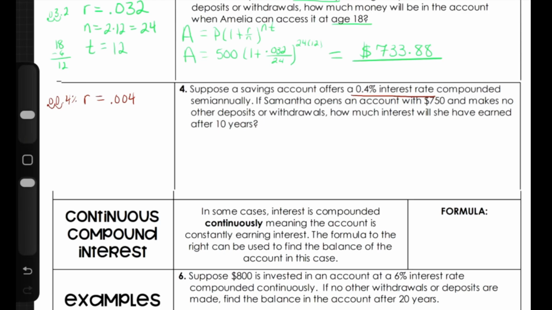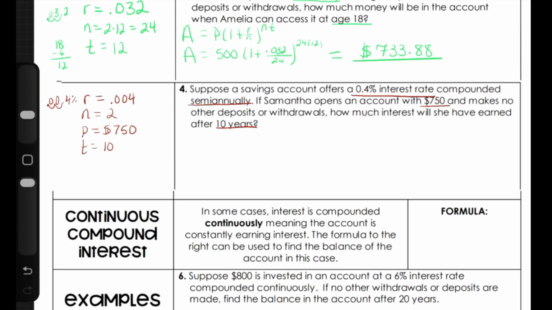This is compounded semi-annually. Now, if we remember semi-annually from before, this is going to be 2 times. So our N in this case is going to be 2. If Samantha opens an account with $750 and makes no other deposits or withdrawals, so this right here is our starting point. This would be our P, $750. And now we have our time left. How much interest will she have earned after 10 whole years?